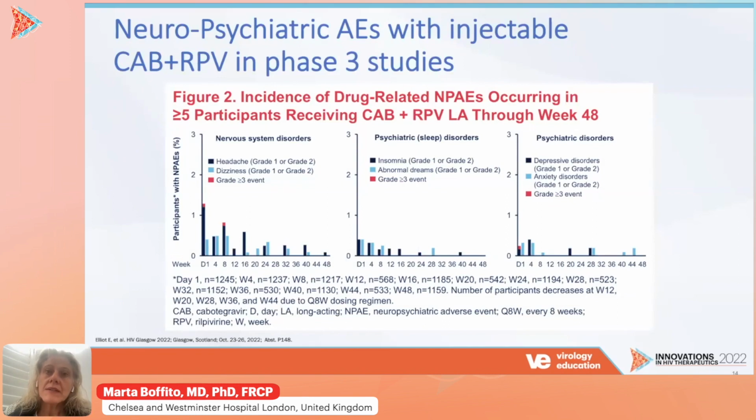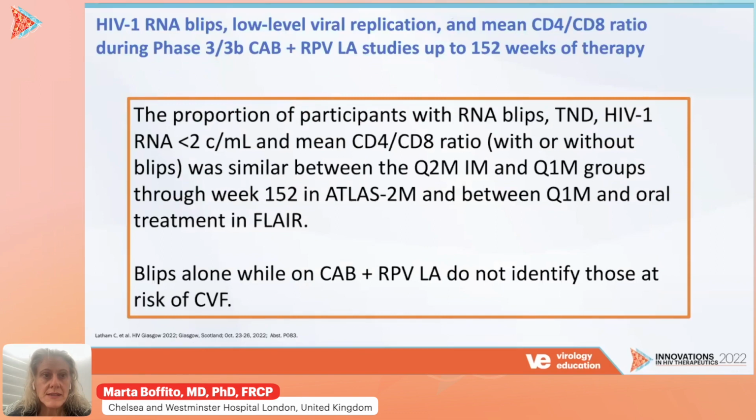The results from the clinical trial show that cabotegravir and rilpivirine long-acting are well tolerated. And interestingly, again, at the recent Glasgow conference, data on neuropsychiatric adverse events were presented, showing very low rates of nervous system disorder and psychiatric disorders in people on cabotegravir and rilpivirine through week 48. Which is very reassuring for people living with HIV who are interested in being administered injectables.